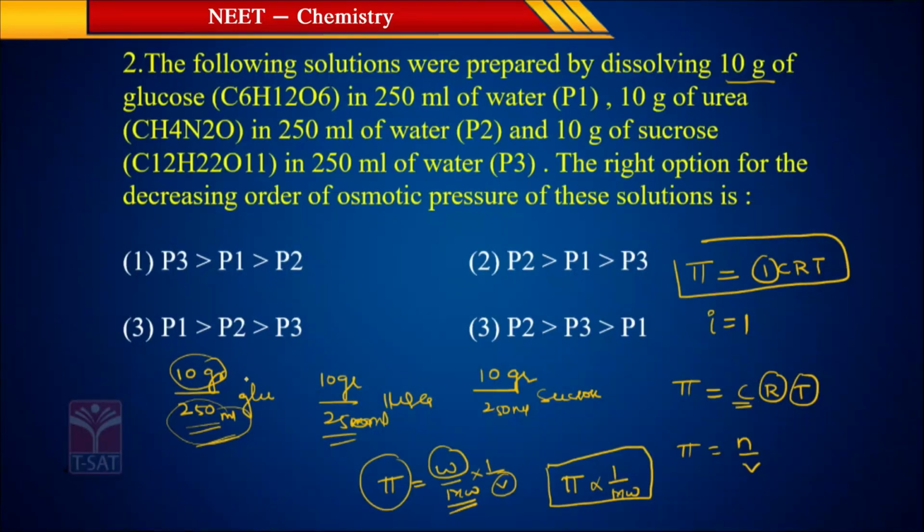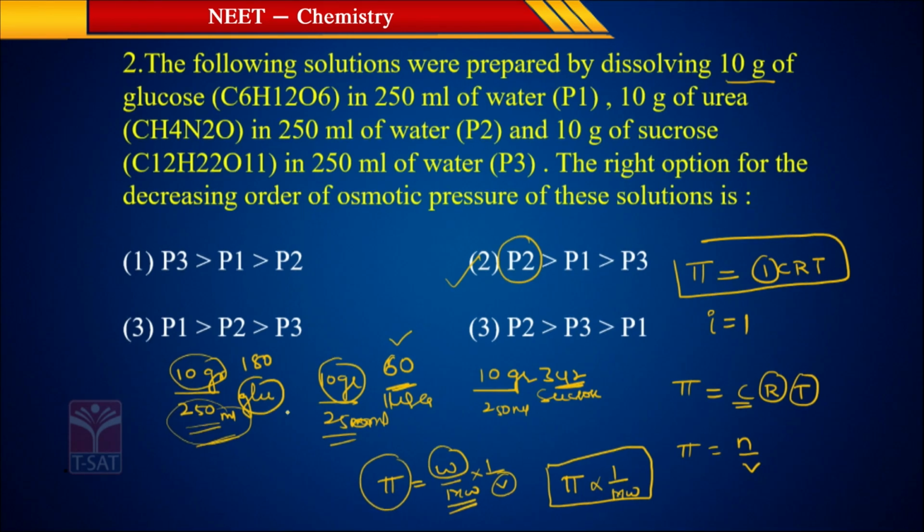If you compare sucrose, glucose and urea: glucose molecular weight is 180, urea is 60 or 62, and sucrose is 342. So whose molecular weight is less? Not glucose, sorry, urea. Urea's molecular weight is less, that is why urea has more pressure. That is option 2.